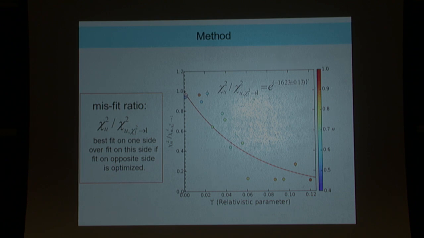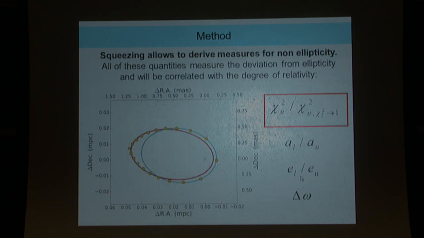So you see the ratio is 1 if it doesn't matter, if you have an ellipse and the relativistic effects are very, very small. And the ratio becomes much smaller if you go to a higher relativistic case. That misfit parameter could be used, but actually we are using other quantities which behave similarly well. That is the change in the long axis of the different fits and the change in the ellipticities of the different fits to the lower and the upper orbit.